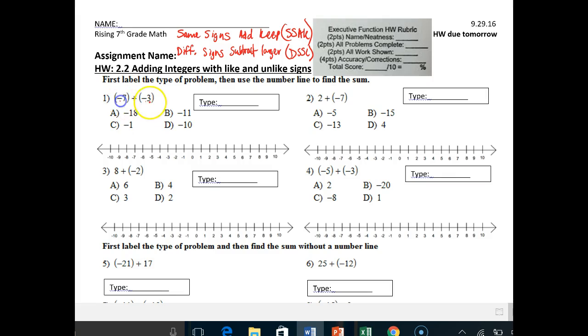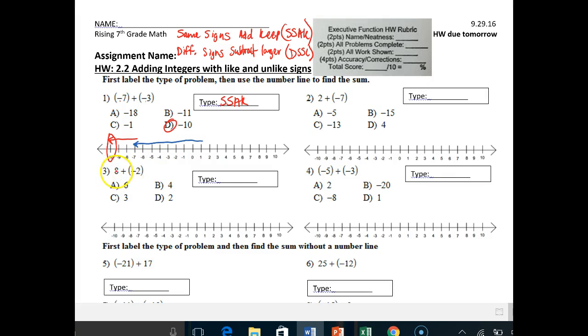All right, so for number one, notice I have a negative and a negative. That means they are the same sign, so that is SSAK. So I will add them and keep the sign. So 7 plus 3 is 10. Keep the sign, negative 10. Let's prove that on the number line. So first, they want me to move left 7 times, which I do, and I end up at negative 7. And then they want me to move another 3 times to the left, and that's how I end up at negative 10.